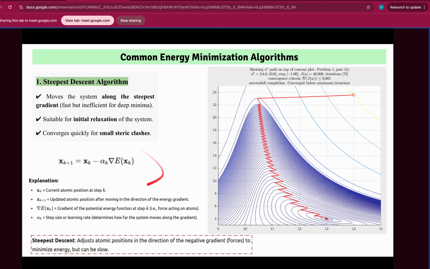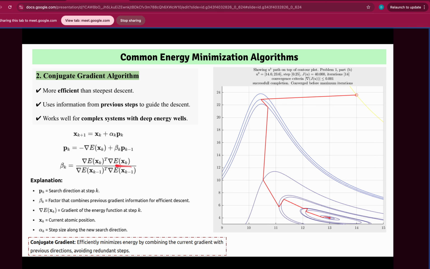As we have seen, it is also taking into consideration the previous step. In the earlier scenario we were only considering my k step, but in this scenario we are also focusing on xk minus 1. That means I'm also taking into picture what my previous energy was. That's why this is much better. So beta k pk minus 1, this is the formula for pk, and beta k is the partial derivative of energy.